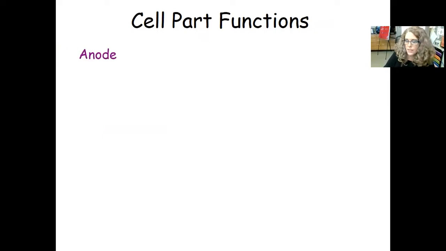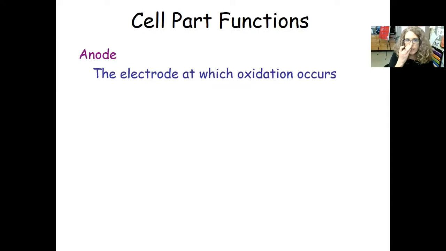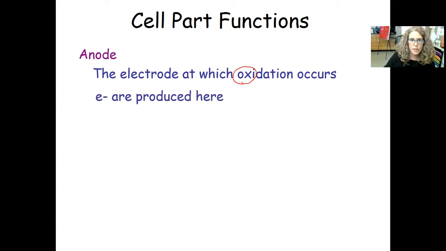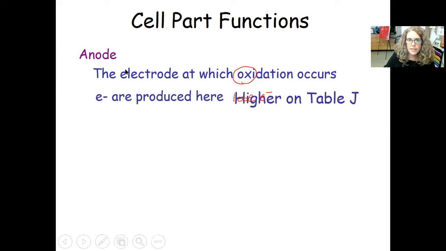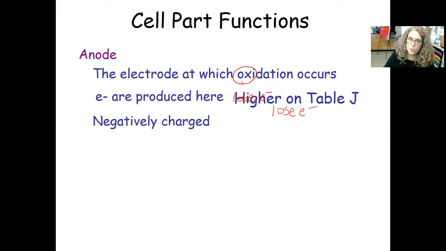So the first part is our anode, and that is the electrode in which oxidation takes place, right? So oxidation, again, is lose electrons, right? Electrons are produced here, so that's another way of saying lose electrons. And this is going to be the higher metal on table J. So the higher a metal is on table J, the more likely it is to be oxidized, which means lose electrons. I'm just going to write that down here because the PowerPoint kind of went over what I wrote before. And oxidation is when we lose electrons.